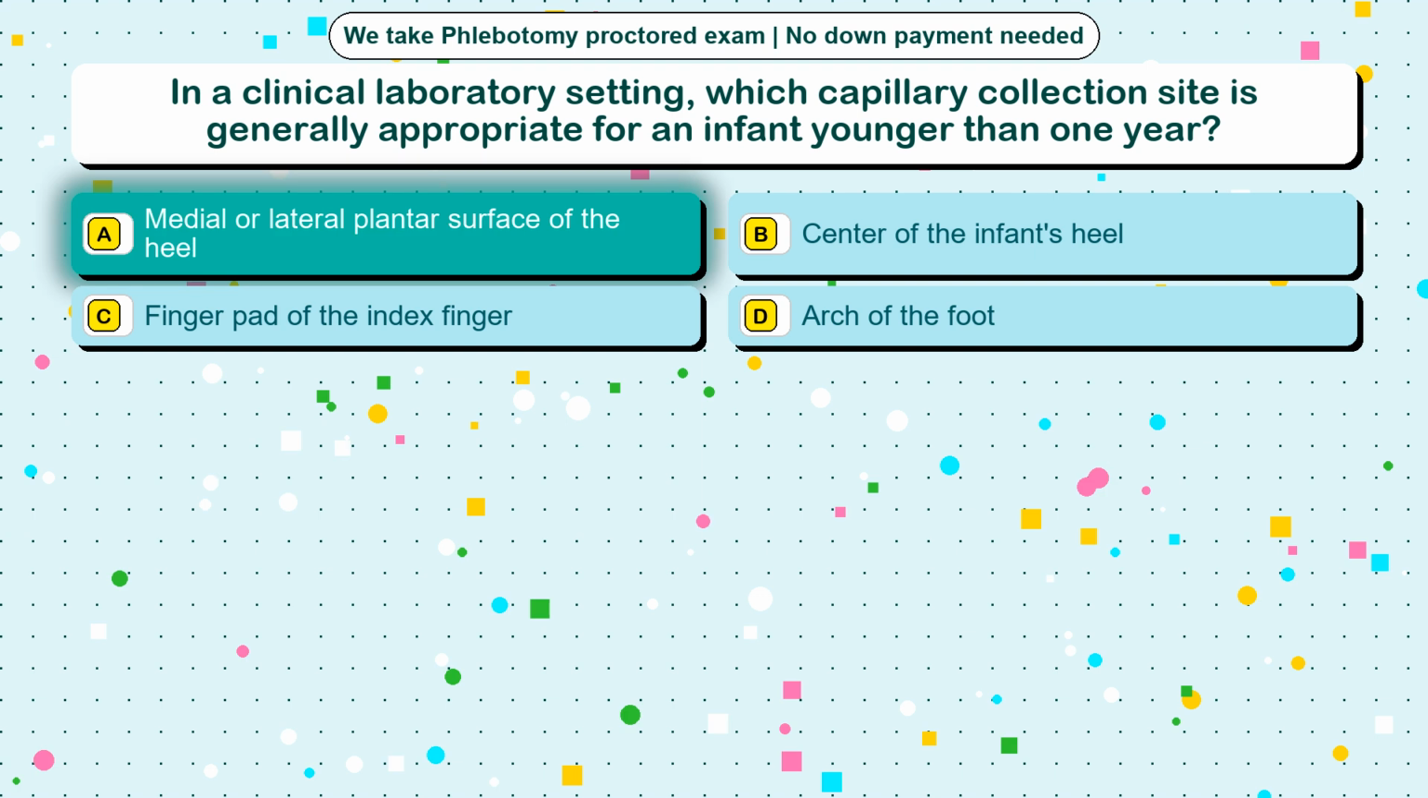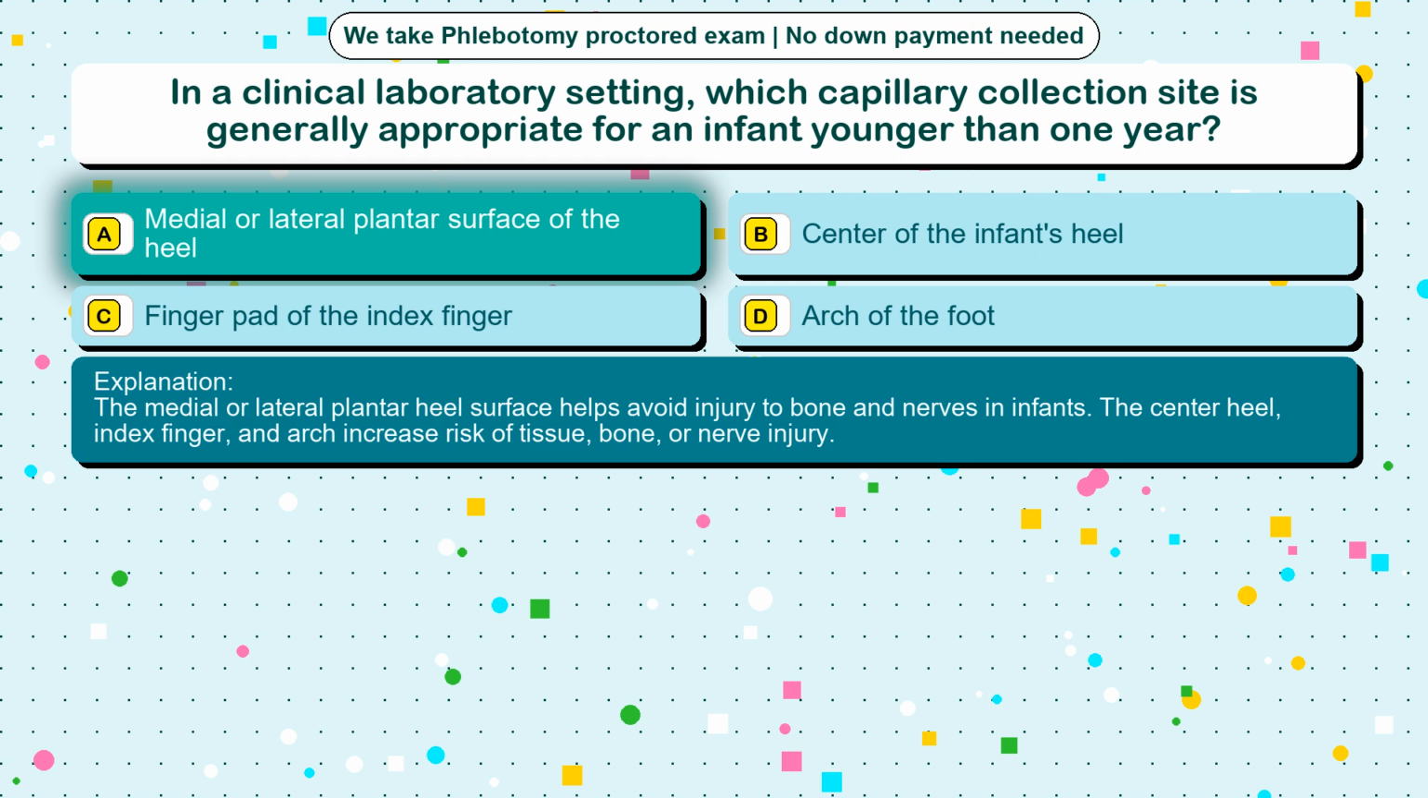The correct answer is option A. Medial or lateral plantar surface of the heel. The medial or lateral plantar heel surface helps avoid injury to bone and nerves in infants. The center heel, index finger, and arch increase risk of tissue, bone, or nerve injury.